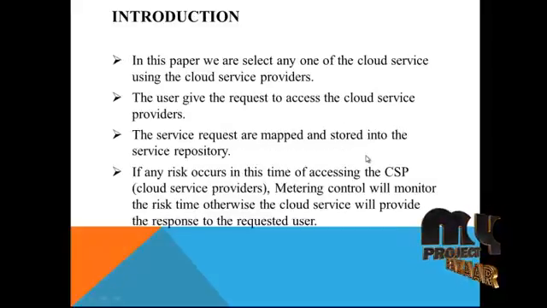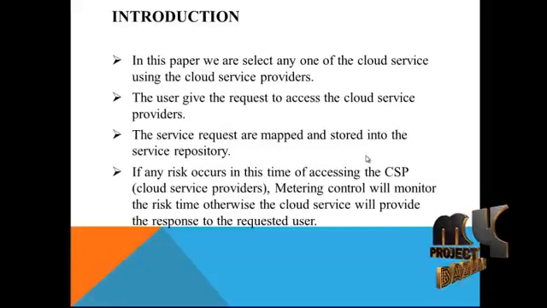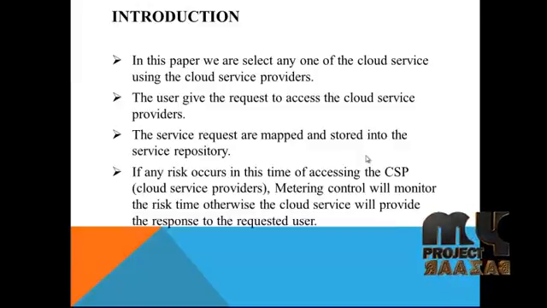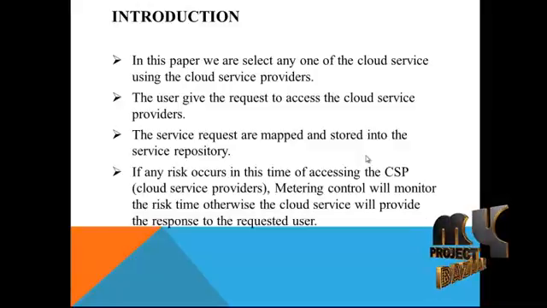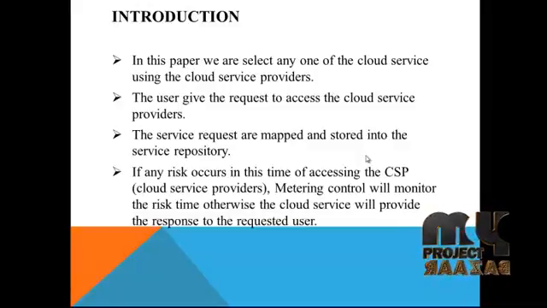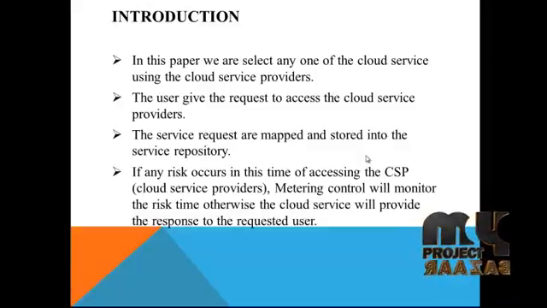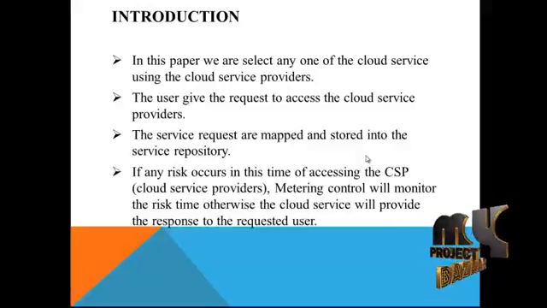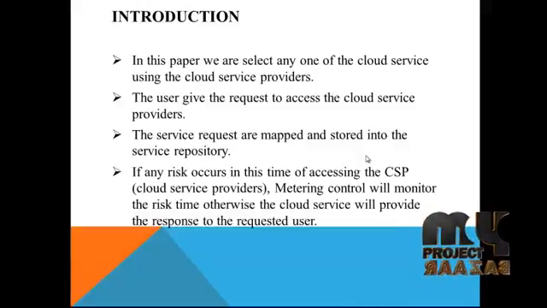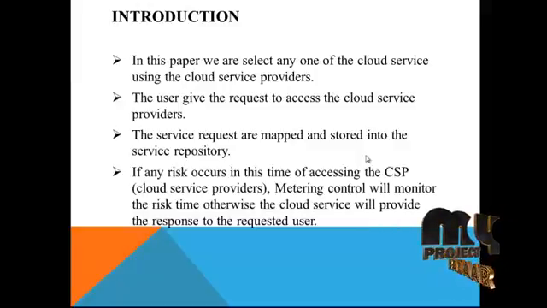Introduction. In this paper, we select any one of the cloud services using the cloud service providers. The user gives the request to access the cloud service providers. Then the service requests are mapped and stored into the service repository. If any risk occurs at the time of accessing the cloud service providers, metering control will monitor the risk time. Otherwise, the cloud service will provide the response to the requested user.